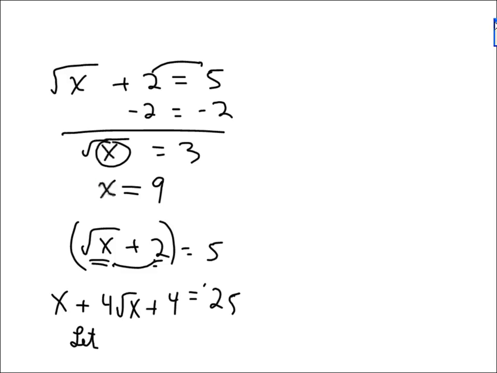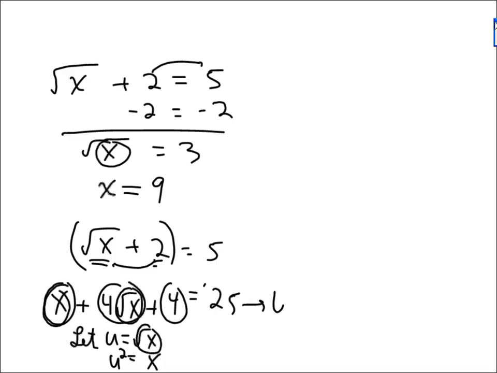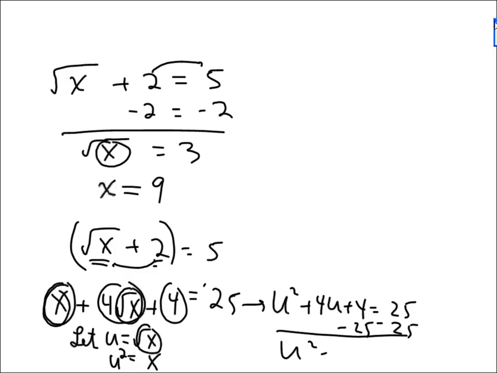That is, if you, for argument's sake, say let u equal square root of x, well then, this would be u, but that would be u squared. After all, if you square the right side, you'll get x. And you have to square the left side. So this equation will be u squared plus 4u plus 4 equals 25. You take away 25 from both sides, and you get u squared plus 4u minus 21 is 0.